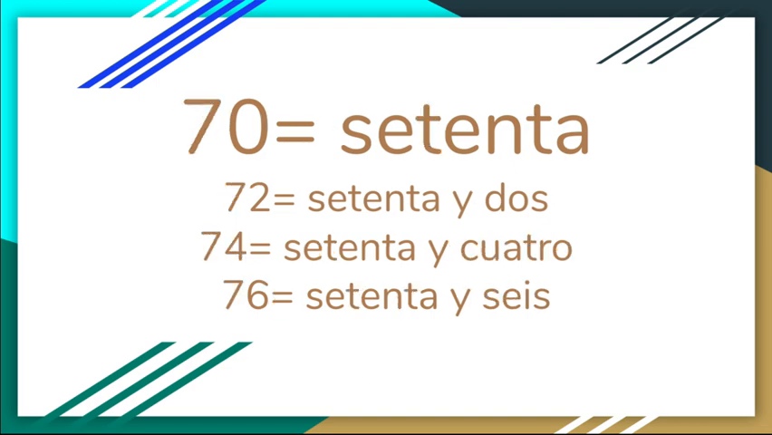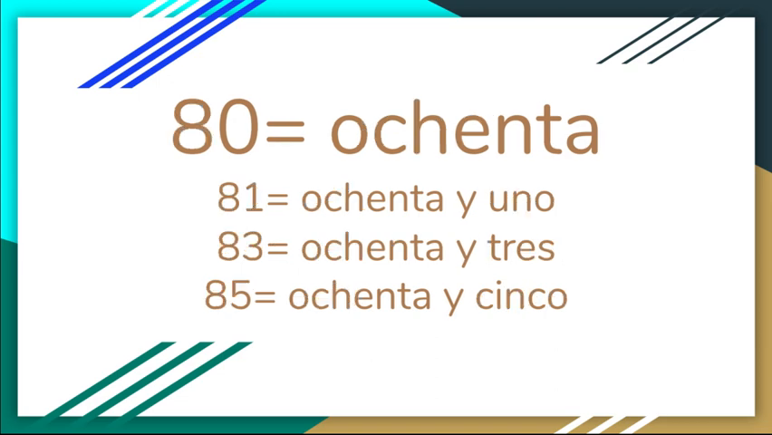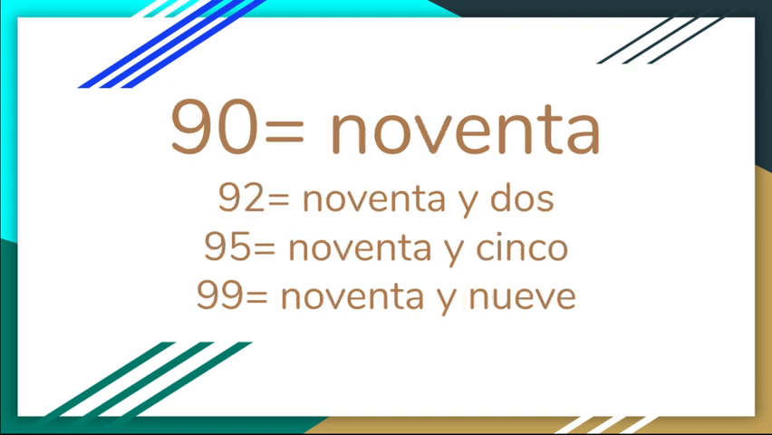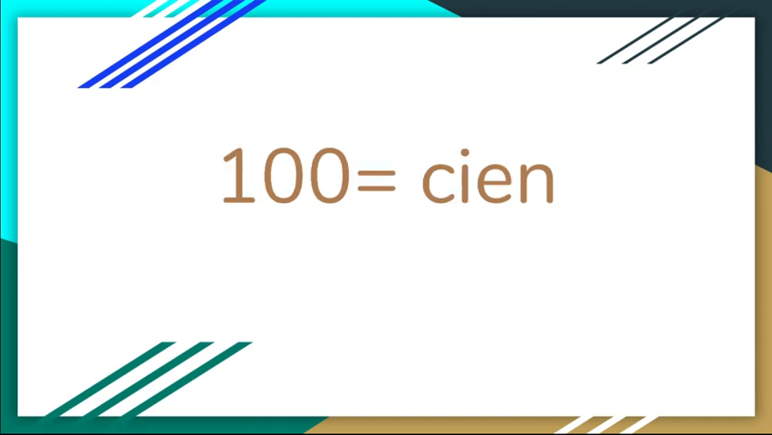70 is 70. You want to make sure that there's the T sound there because 60 and 70 sound very similar. So you have to be very articulate when you say 70 and 60 so that your listener knows what number you're saying. 80, like ocho, of course, 80. 90. And then 100 is simply going to be the word cien.